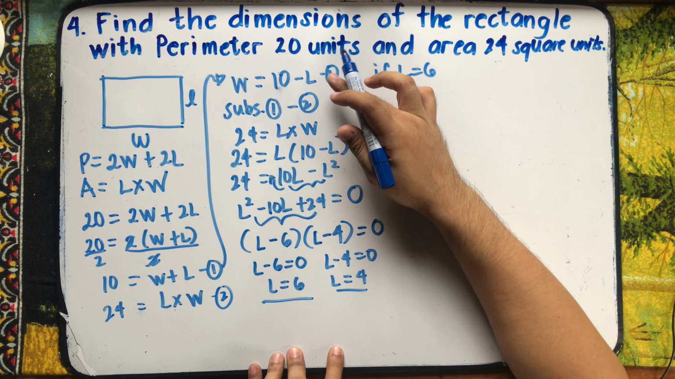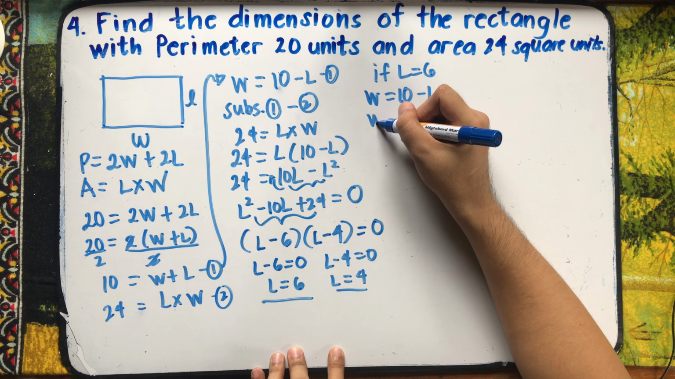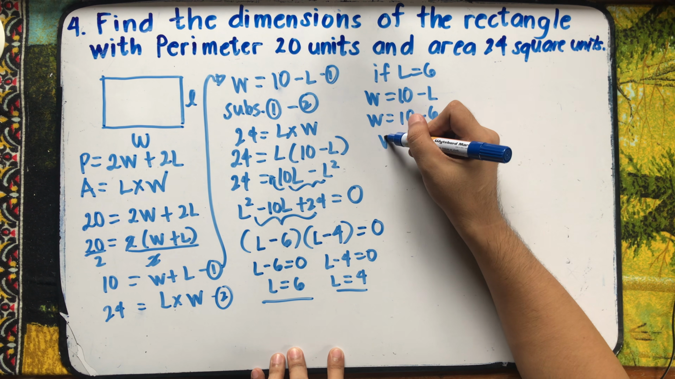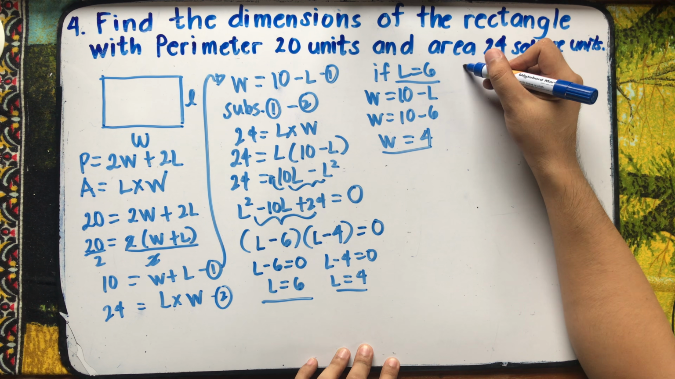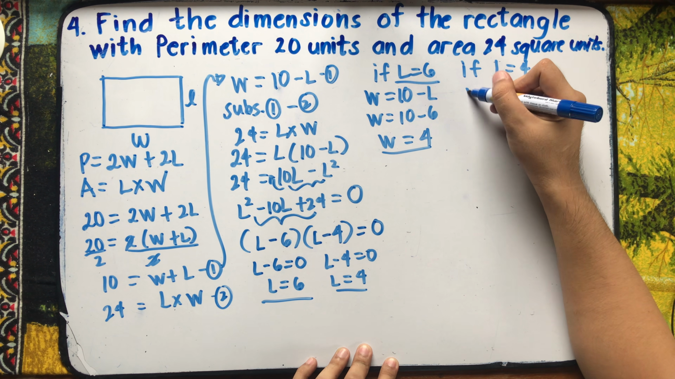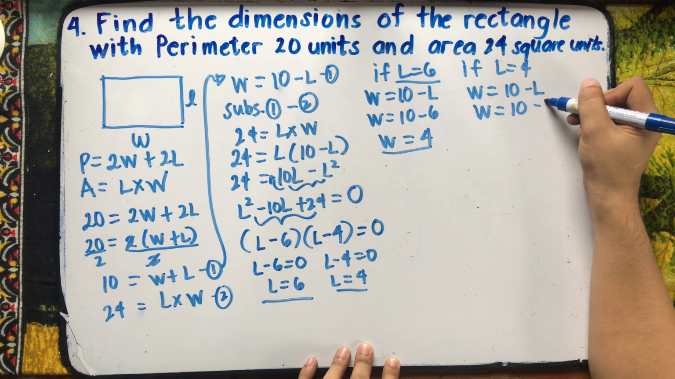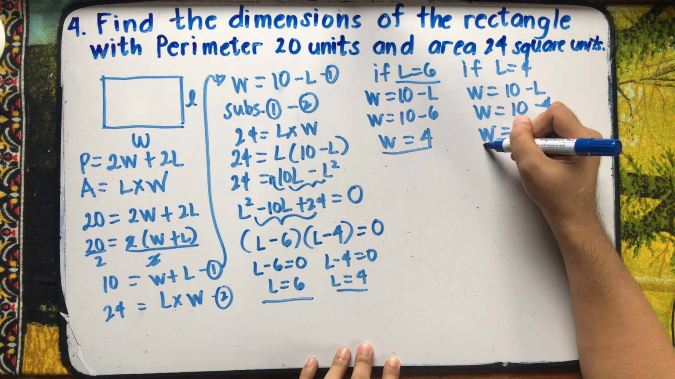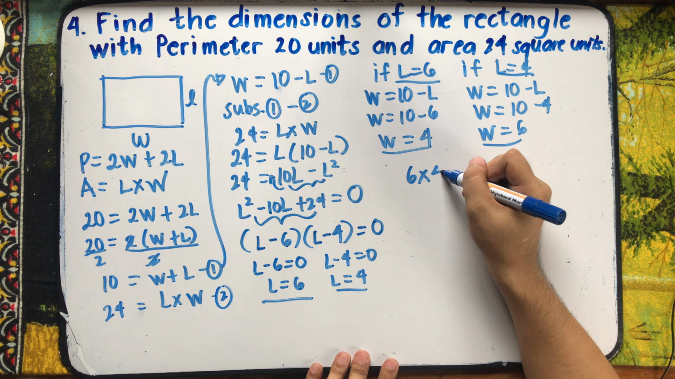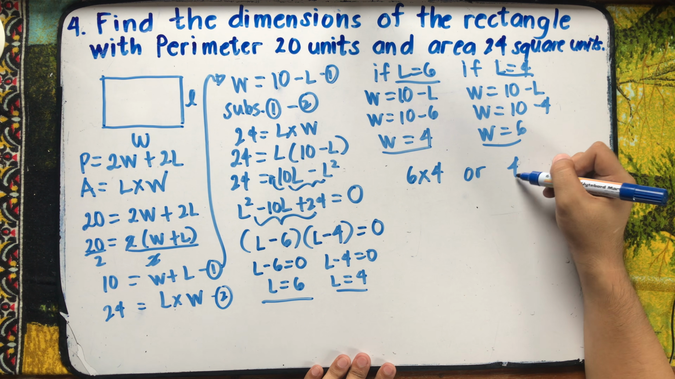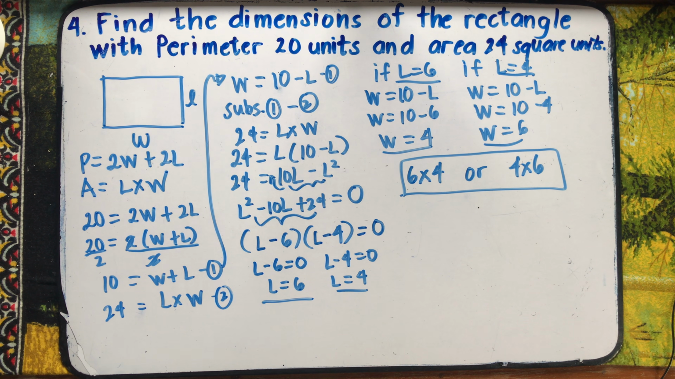Let us now try to use this equation. W is equal to 10 minus L. Therefore, W is equal to 10 minus 6. W is equal to 4. So, if L is equal to 6, W is equal to 4. If L is equal to 4, therefore W is equal to 10 minus L. W is equal to 10 minus 4. W is equal to 6. Therefore, the dimensions of the rectangle would be 6 by 4 or 4 by 6. Okay, therefore, this is now our answer.